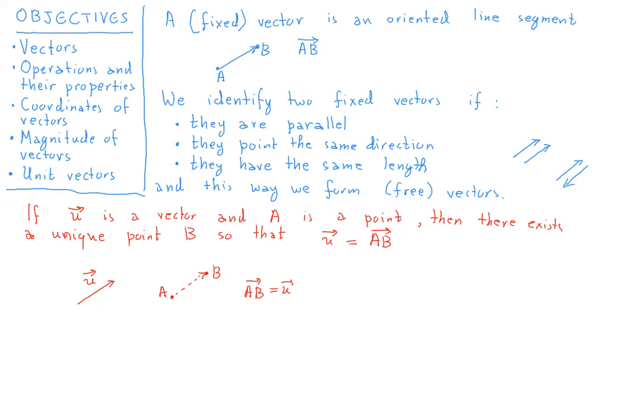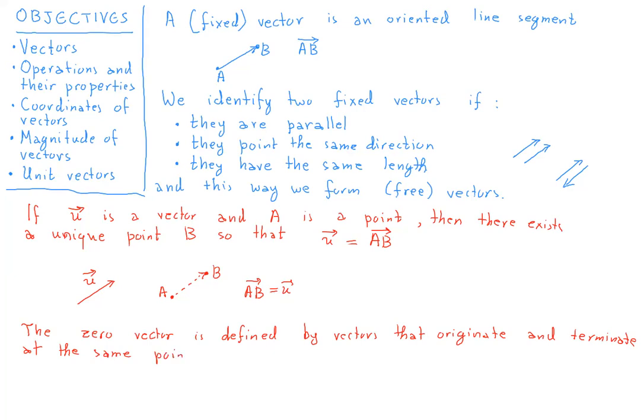On the other hand, all vectors that have zero length belong to the same vector. They are the same vector, which we're going to call the zero vector. So let's make this note here. The zero vector is defined by vectors, I mean fixed vectors, but I'm going to drop the term fixed vector. I'm just going to talk about vectors from now on that originate and terminate at the same point. And the zero vector is going to be denoted by a zero with an arrow on the top.